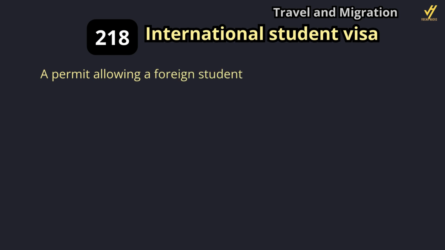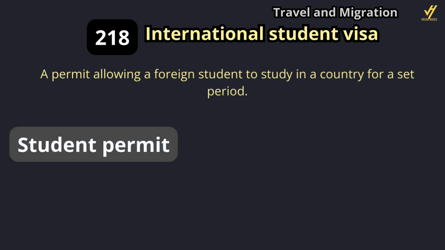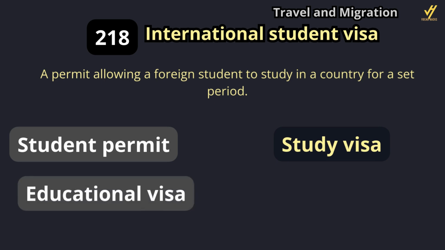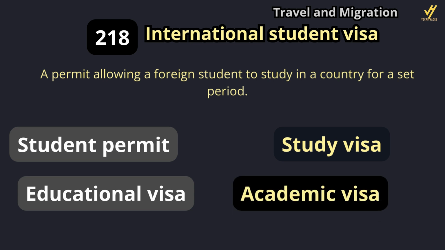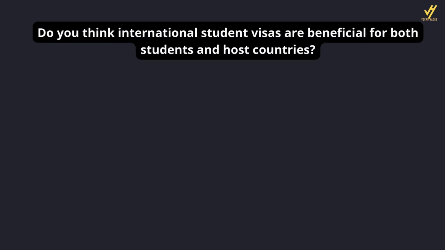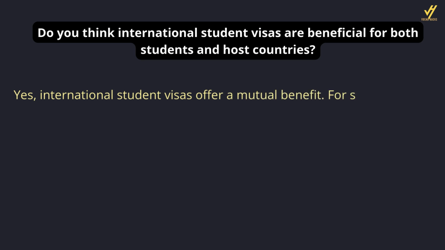International student visa. A permit allowing a foreign student to study in a country for a set period. Student permit. Study visa. Educational visa. Academic visa. Do you think international student visas are beneficial for both students and host countries?